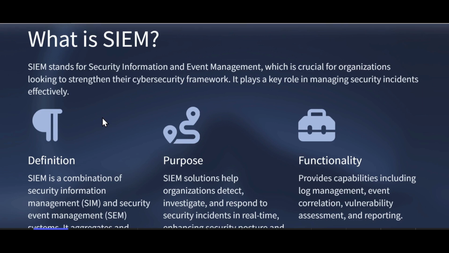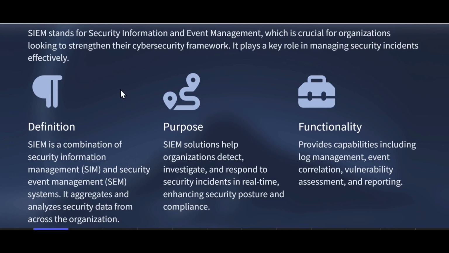The main functions of a SIEM are log collection, log storage, event correlation, alert generation, reporting, and compliance support. For example, if 5 failed login attempts happen from the same IP in 1 minute, SIEM generates an alert. So basically SIEM helps organizations detect threats earlier, investigate incidents faster, maintain compliance, and improve security posture.